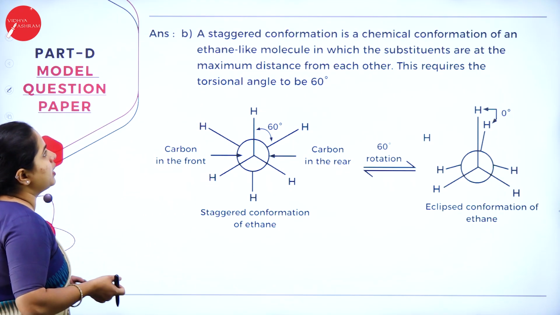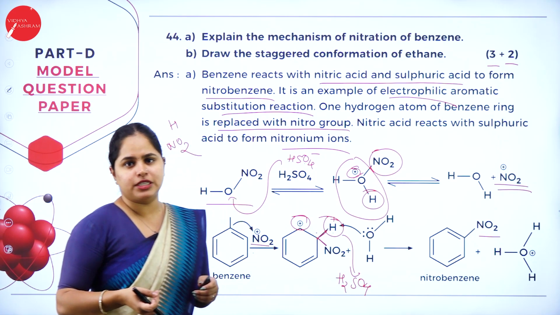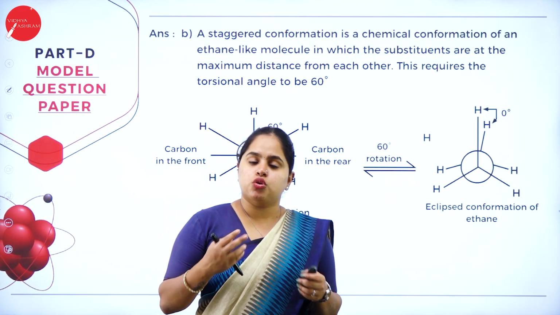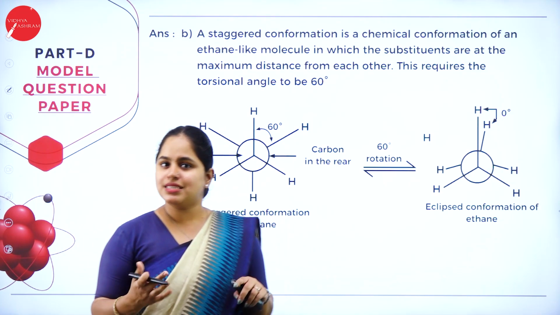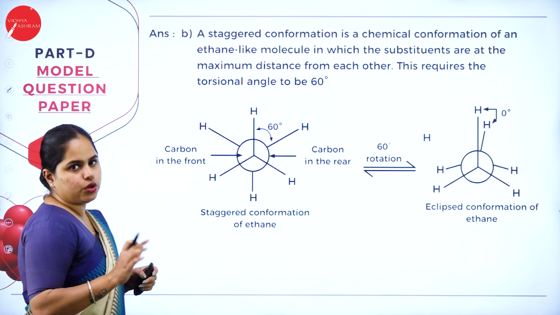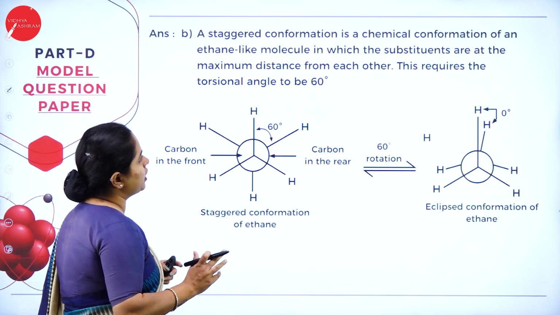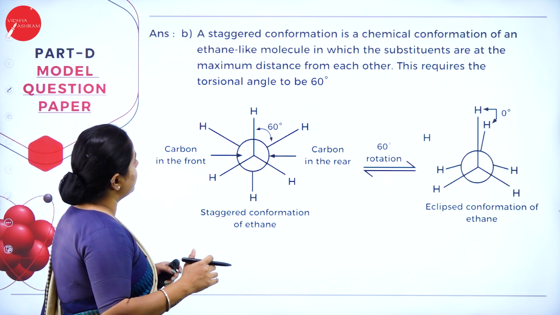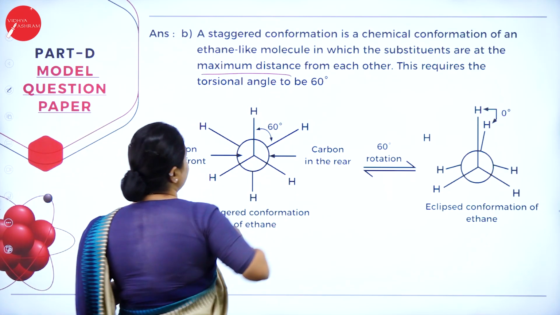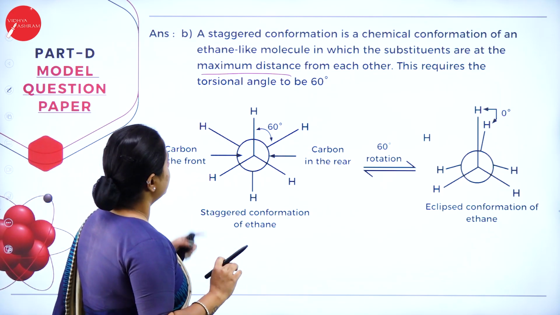Now moving on to the second part: draw the staggered conformation of ethane. So what are the two conformations of ethane? One is staggered and one is eclipsed, right? The question I've asked you is only for staggered, which will give you 2 marks. A staggered conformation is a chemical conformation of an ethane-like molecule in which the substituents are at the maximum distance from each other. When they are placed at maximum distance, that is called staggered conformation.